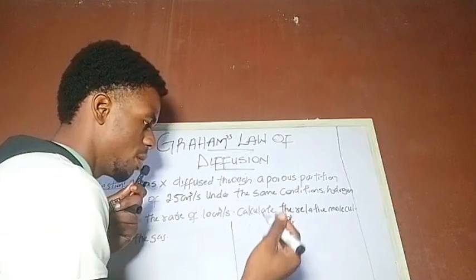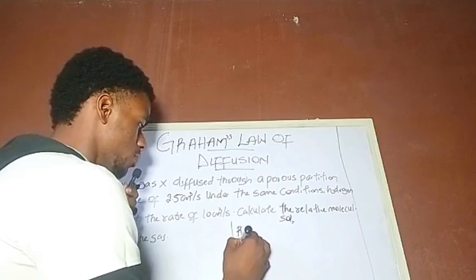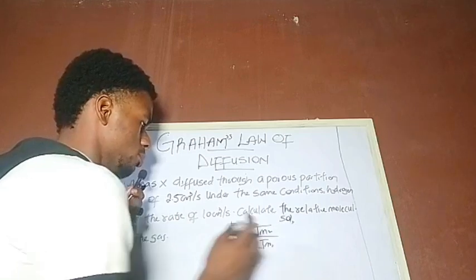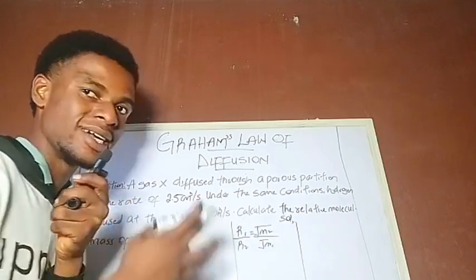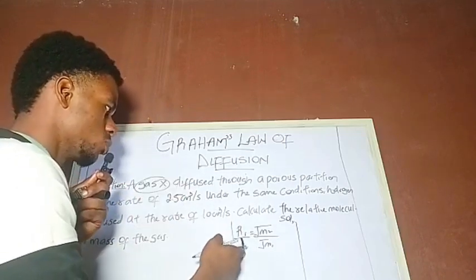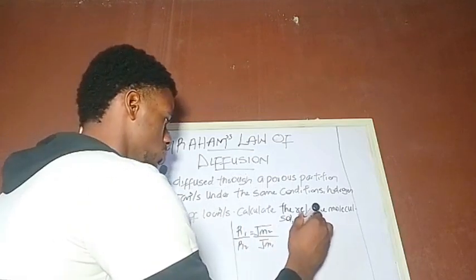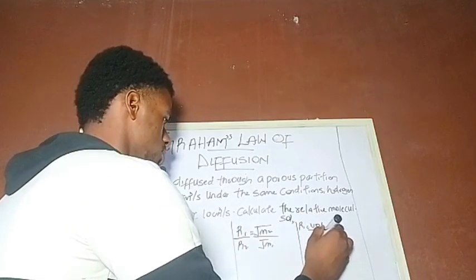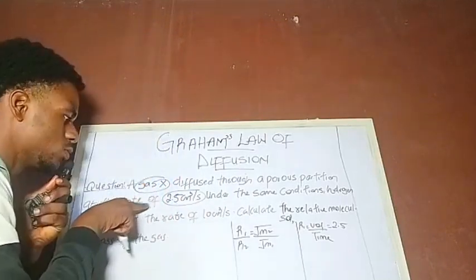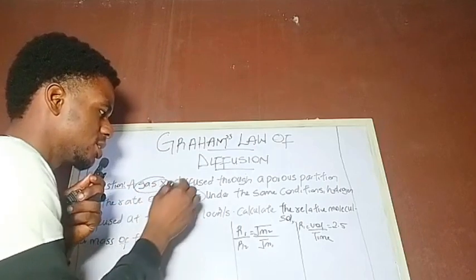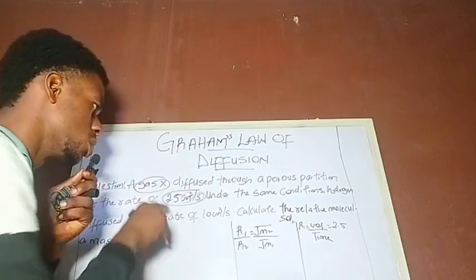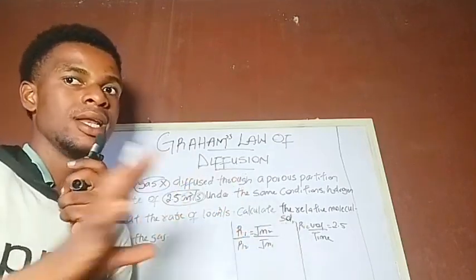Solution. Remember, the formula is what? R1 over R2 equals square root M2 over square root M1. So this R1 means the rate of diffusion. So we're going to get that of the gas X and also the R2 of hydrogen. Now, we don't need to get the rate of diffusion again. Do you know why? Because I said the rate of 2.5 centimeter cube per second, meaning centimeter cube is the volume and s is the time. That is the rate of diffusion of gas X. So we don't need to do volume over time like the other way.